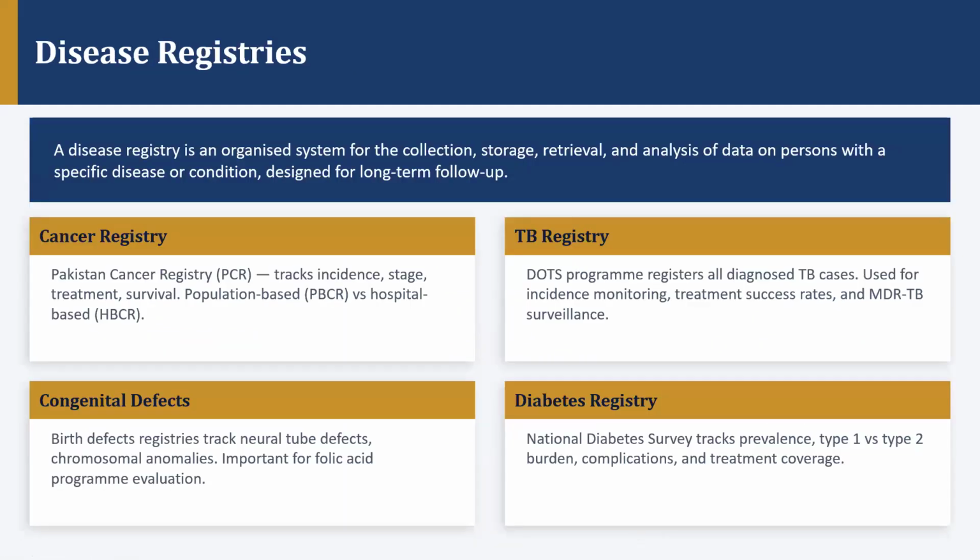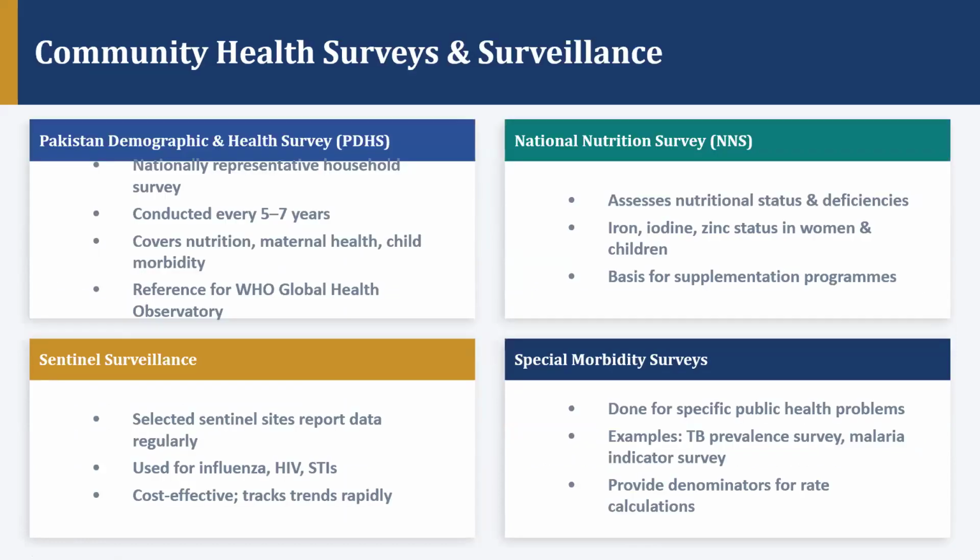Next are the disease registries. A disease registry is an organized system for the collection, storage, retrieval, and analysis of data on persons with a specific disease or condition, designed for long-term follow-up. So in Pakistan, there is a cancer registry, TB registry, congenital defect registry and diabetic registry.